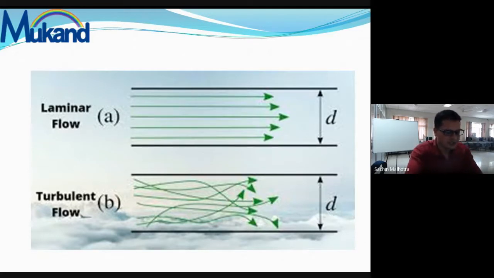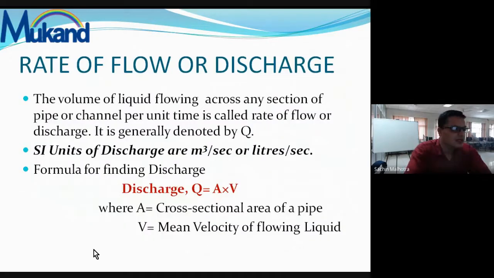So in this figure, you can clearly understand the difference between laminar flow, in which the fluid particles are parallel and not crossing the path of other particles, and in this figure you can see the turbulent flow in which the fluid particles are moving in a zigzag manner.